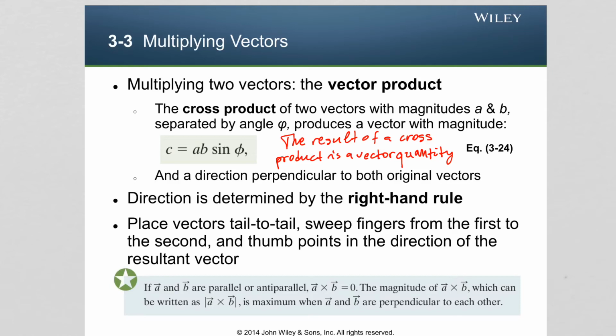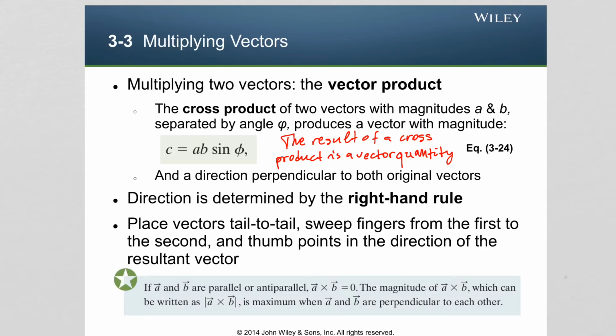Another important property of the result of a cross product is that the resultant vector is in a direction that is perpendicular to both original vectors. So the resultant vector of a cross product is perpendicular to both the original vectors. The direction of the cross product result, the resultant vector, is determined by the right-hand rule.